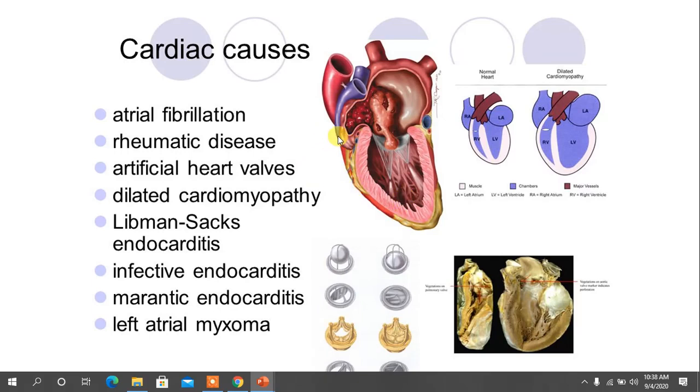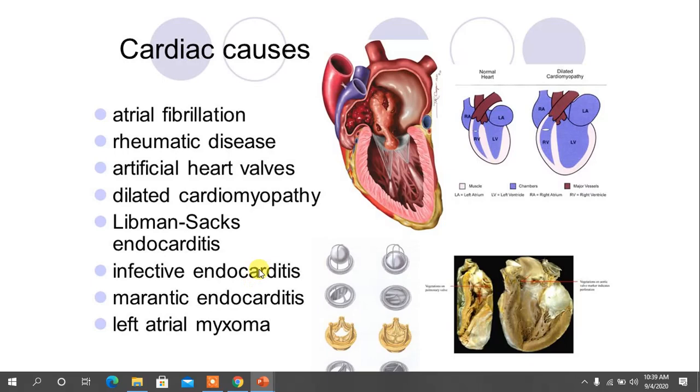So cardiac causes of the stroke, cerebral accident, may be atrial fibrillation, rheumatic heart disease, artificial heart valves, dilated cardiomyopathy, Libman-Sacks endocarditis, infective endocarditis, marantic endocarditis, and left atrial myxoma. Myxoma is a type of benign condition in which there is growth in the left ventricle, myxoma, or growth in the left atrium, myxoma.